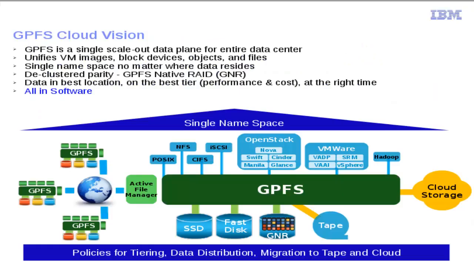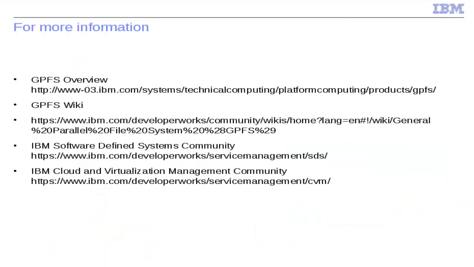In conclusion, IBM GPFS provides a scalable, high-performance data plane for OpenStack cloud environments. GPFS has a proven track record of providing high reliability, availability, and data integrity, and many enterprise-class data management capabilities. The combination of GPFS and OpenStack can provide many unique capabilities in your cloud deployment. For more information, check out these links.